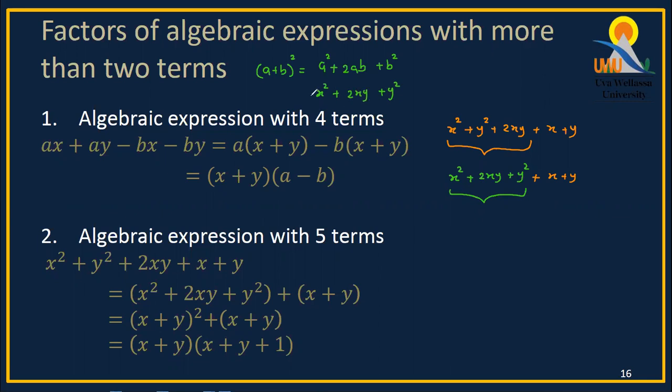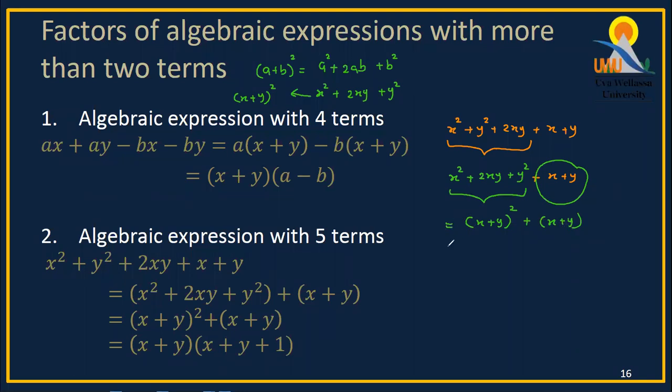Therefore, if it is in this form, then you should be able to write it in the form of x plus y squared. Therefore, the expression which appears in this section, x squared plus 2 times xy plus y squared, we can write as x plus y squared. And here you can write x plus y within a bracket. It's because this is the only remaining part we are having. Therefore, I have taken it into a bracket.